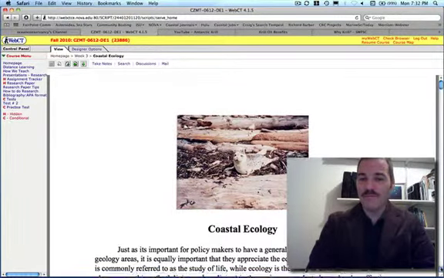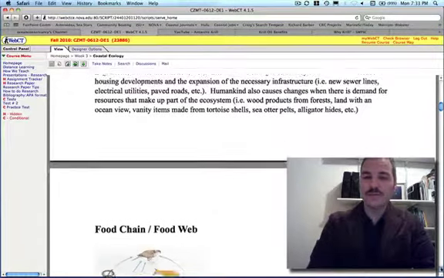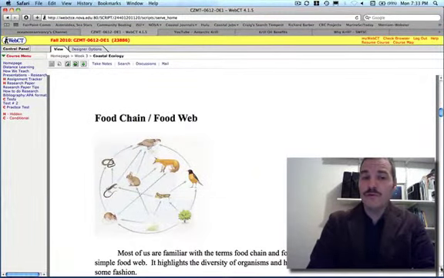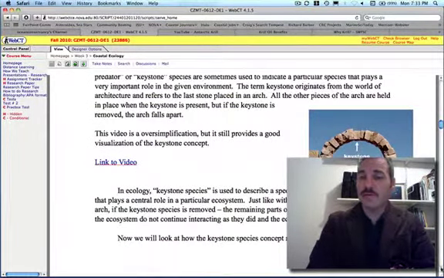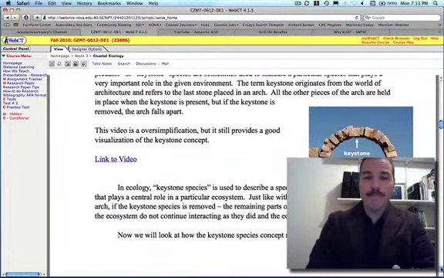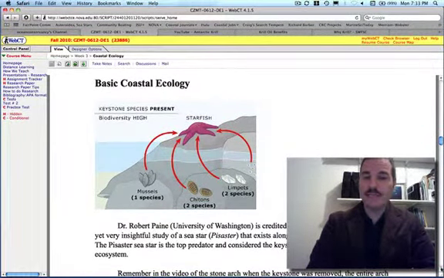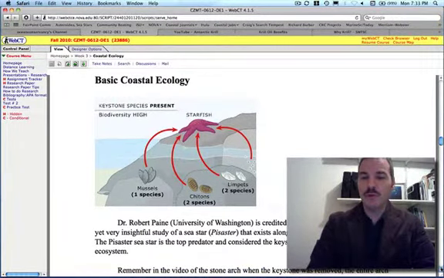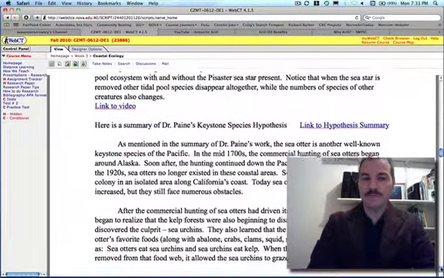Beautiful area though. So coastal ecology, we're going to be talking about ecosystems, disturbances, food chains, food webs, the concept of keystone species, and the importance of those. This particular example of coastal ecology, where the starfish is highlighted, is used in many biology and ecology classes. A very simple but effective example of what keystone species means.